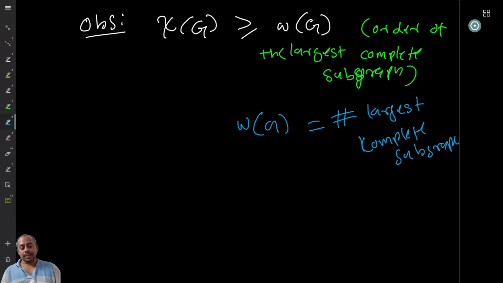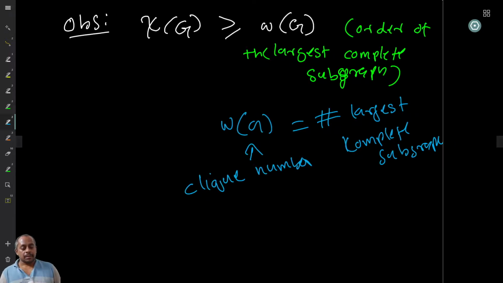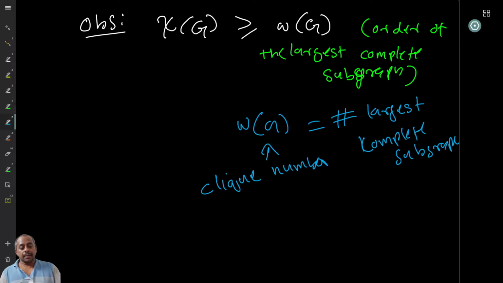So this is called the clique number. These complete graphs which are subgraphs are called cliques in a graph. So the clique number is small omega of G. The chromatic number is at least the clique number. That is immediate because all the vertices of the clique must get different colors. So we immediately got a lower bound: it must be at least omega for the chromatic number.